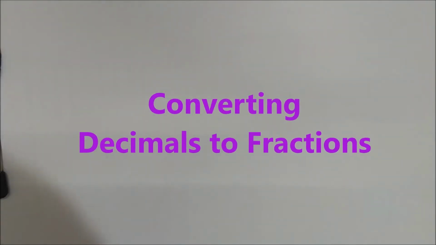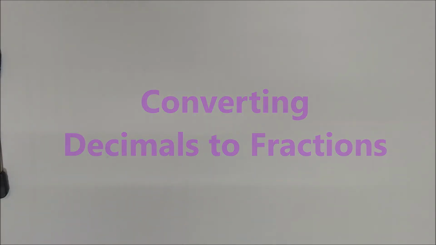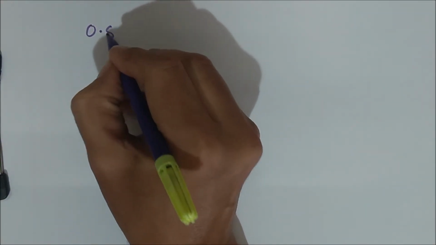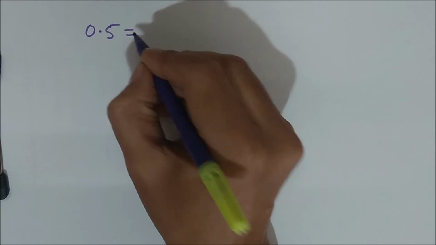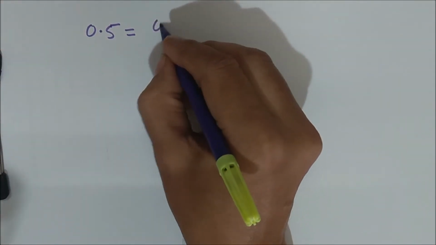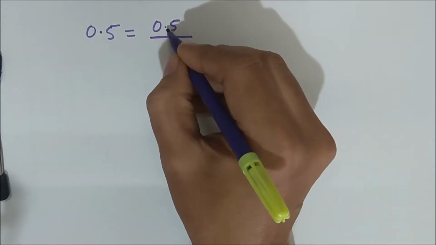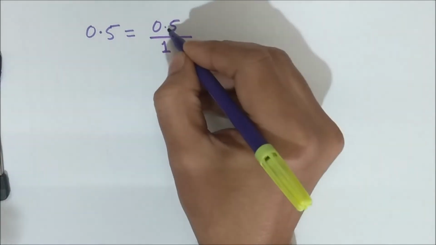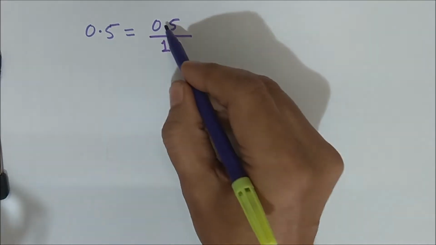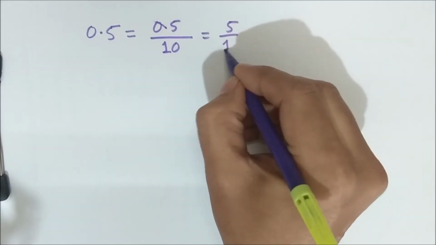Today we will learn about changing decimals to fractions. We will start by taking an example of 0.5. How to change this to fractions. To change 0.5 into a fraction, we just write 0.5, put a bar, divided by, we write 1 here and count the number of places after the point. There is one place, so we put 0, remove the point. It becomes equal to 5 by 10.